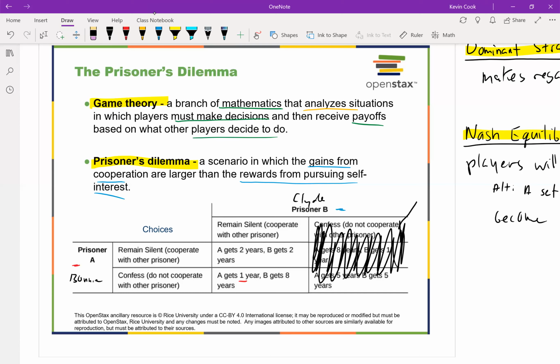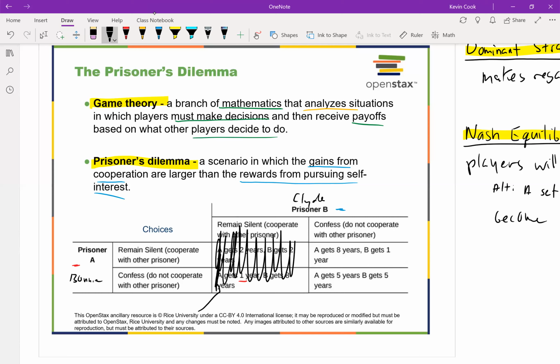So if I know that Clyde is going to remain silent, I'm going to go ahead and confess, just because I know that I'll become better off. And similarly, if I knew that Clyde was going to confess, I know for a fact that he'll do that. So in this case, I have a choice of either 8 years in prison or 5 years in prison, in which case, again, I'd rather have 5 years. So I'm again going to choose to confess.